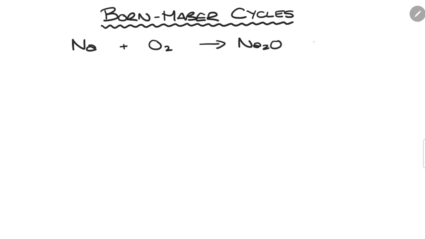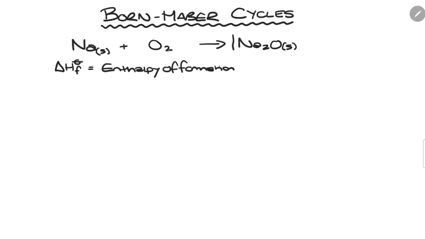And for this, you may remember from year 12 that we have something called the delta HF under standard conditions, which is the enthalpy of formation of a substance. By definition, the enthalpy of formation of a substance is the formation of 1 mole of that substance in its standard state, so that would be a solid for sodium oxide, from its elements, which would be sodium and oxygen, also in their standard states.